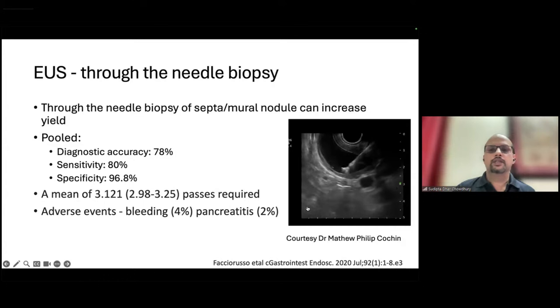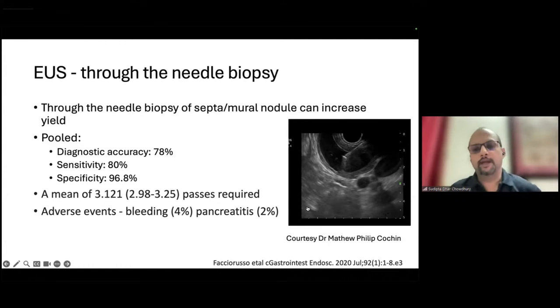Now, an addition to this has been the use of through-the-needle biopsy forceps. Through-the-needle biopsy forceps can be used to biopsy either the septa or the mural nodule, to increase the sensitivity. It is done by passing a forceps through a 19-gauge needle into the cystic lesion and biopsying either the mural nodule or the septum. The diagnostic accuracy of this technique is 78%, the sensitivity is 80%, and the specificity is 97%. A mean of three passes is required to improve the accuracy. However, this comes with risks, including bleeding from the cyst wall, as well as pancreatitis.